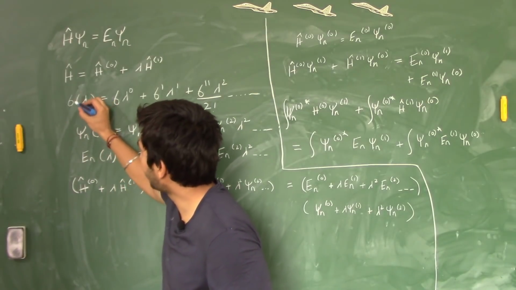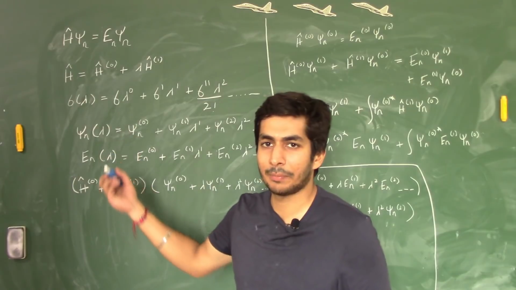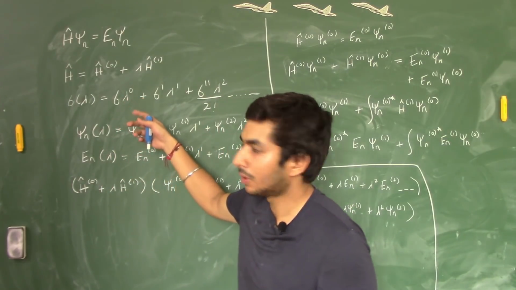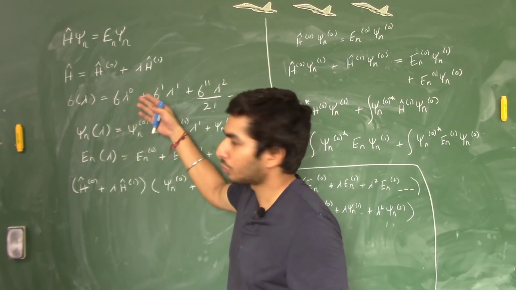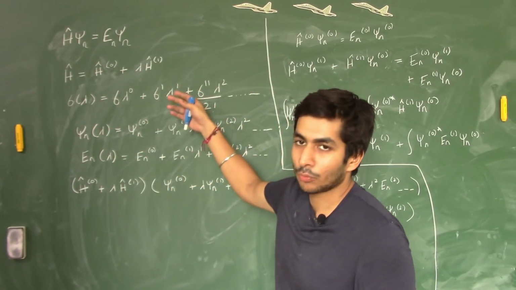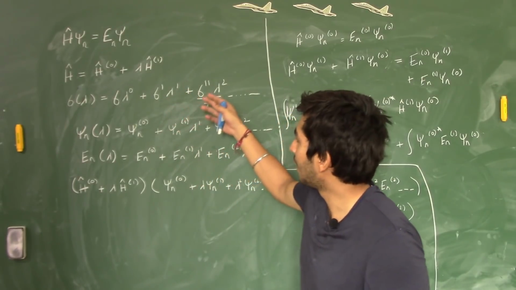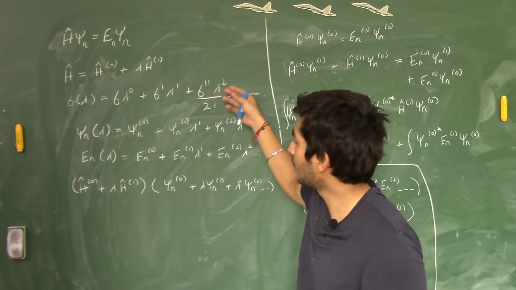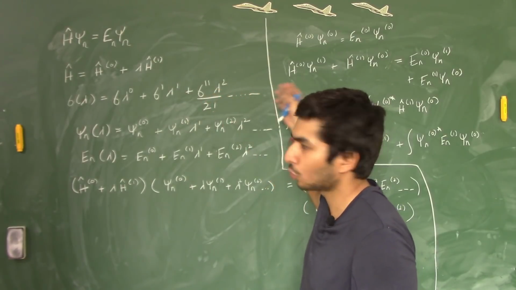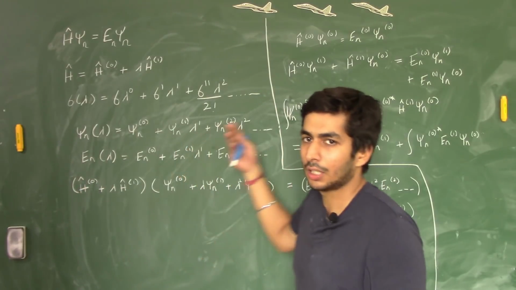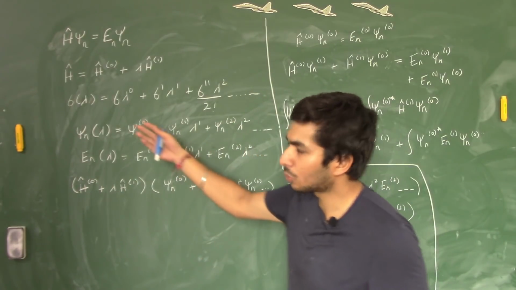So if f is a function which is dependent on some parameter lambda, then you can write f of lambda as f(0) plus f prime, the differentiation of the function, times lambda to the power 1, plus f double prime times lambda square upon 2 factorial, and so on and so forth, like f triple prime times lambda cube upon 3 factorial. Like that you can expand this whole term, right?